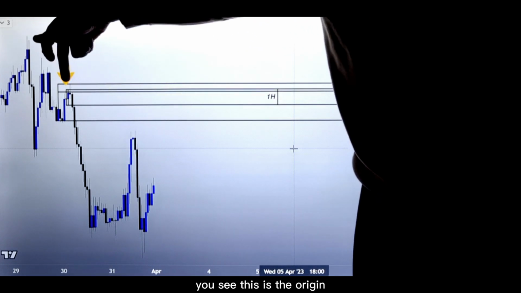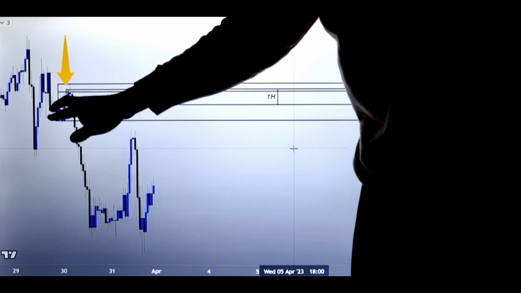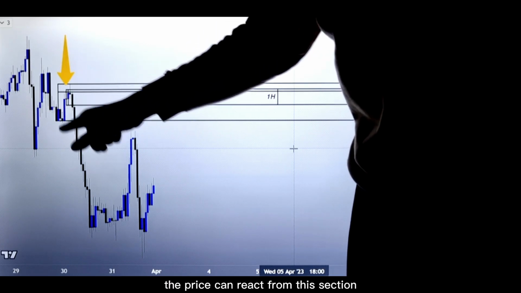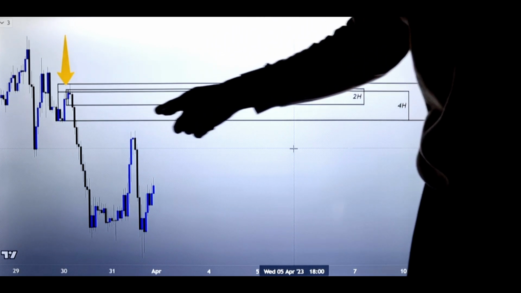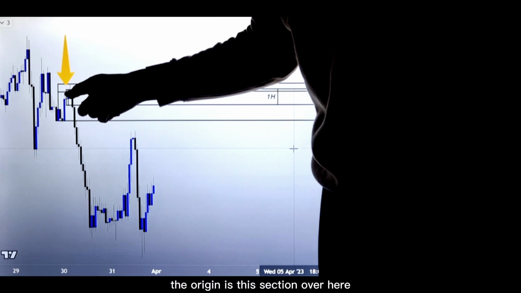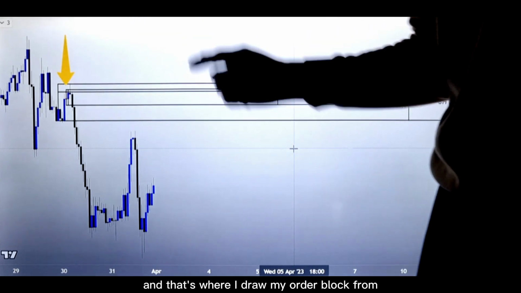You see what this is, the origin, okay? This area here is not the origin. This is more of the area where the breaker block is. The price can react from this section, absolutely, but that is not the origin. The origin is this section over here, and that's where I draw my order block from.